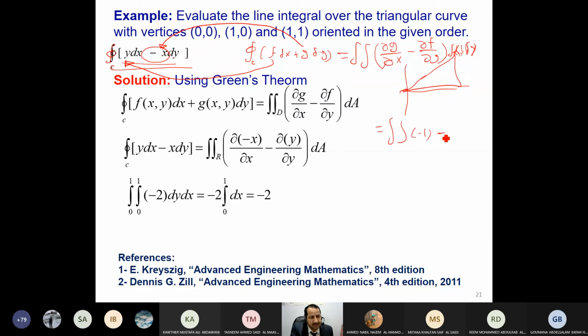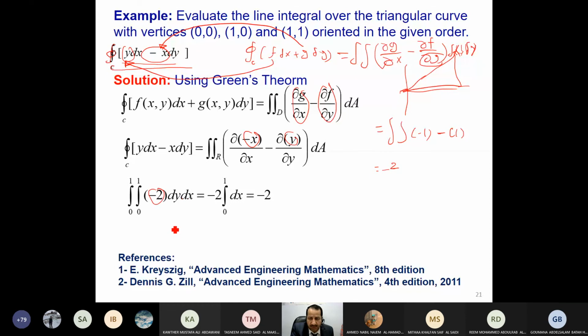Okay, minus partial f. f is y. Differentiate with respect to y: partial y over partial y is 1. So here is 1. Minus 1 minus 1 is minus 2. It's a constant, so I put it outside. Minus 2, as you can see here. This is what I did.